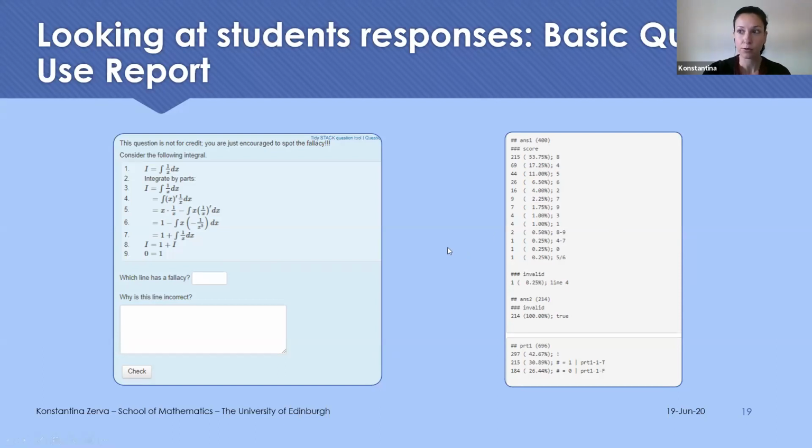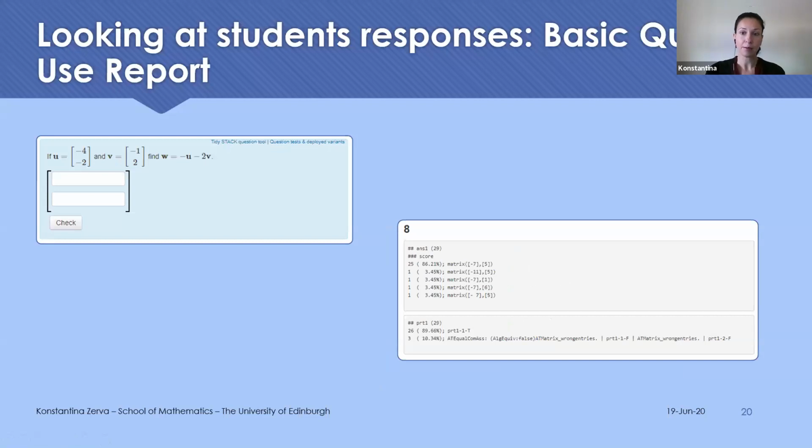So when you have questions with random variables, I'll go back to the question with the 2 matrices. You have this information for each variant. So maybe this is a bit more complicated. For this question, for variant 8, you can see that 86% of the students put the correct answer, and you have some information about people that put some wrong answers. So again, you can use this information to build your feedback.